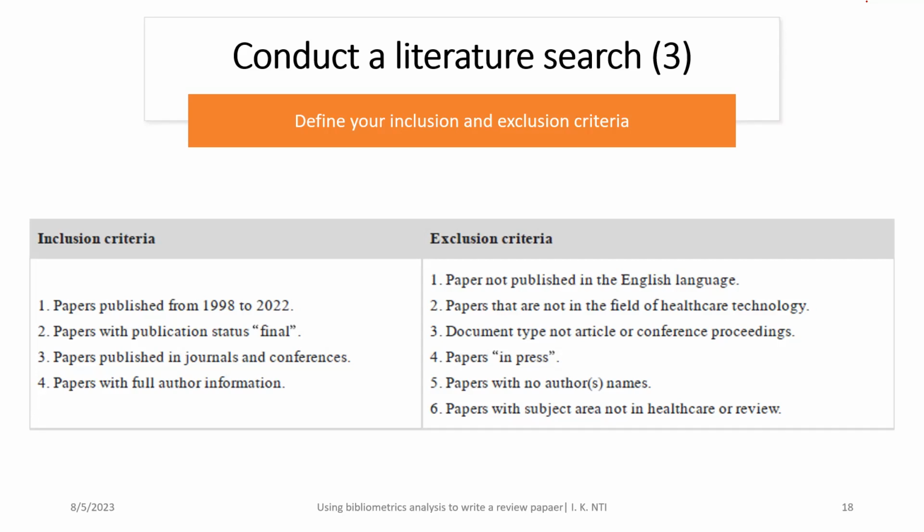Then document type, not article or conference proceeding. So if a document is not a conference proceeding or an article, we'll take it off. And then if a paper has its status indicated as in press, we're going to take it off. Papers with no author names, we'll take it off. And papers with subject areas not in healthcare, or review. So papers that were classified as review papers, we are going to take it off.